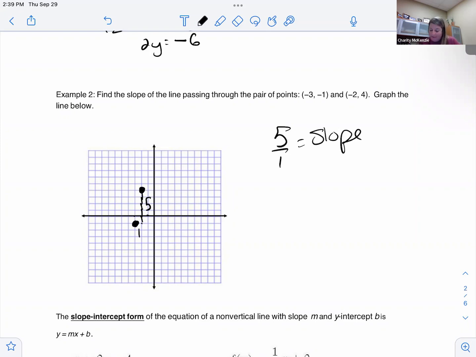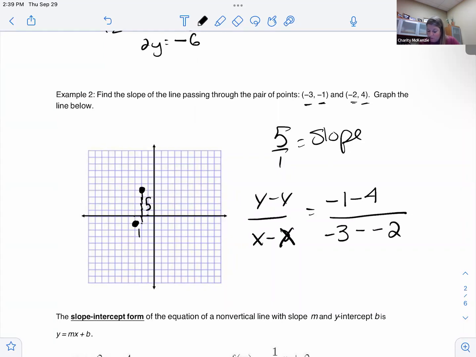Okay, let's do that with the formula as well. y minus y over x minus x. So our y's are the second numbers, so we want to subtract those on top. So negative 1 minus 4 more. And then on the bottom, we have negative 3 minus 2 more. So negative 3 minus a negative 2. Okay, so that's our formula. And then just work with your integers, right? Negative 1 minus 4 more is negative 5 on the top. And this becomes a positive because it's a double negative. Negative 3 plus 2 is a negative 1. And a negative over a negative becomes a positive.